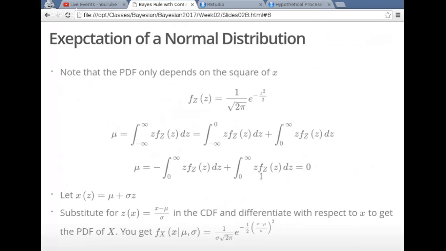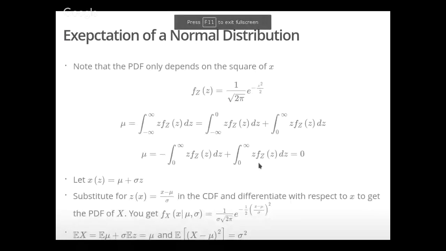But pretty much I've just substituted x minus mu divided by sigma for z. And now I have the PDF for the general normal distribution. And you might have a hard time seeing it here, but the expectation is pretty much a linear operator. So I have the expectation of mu. Mu is not a random variable, so that's just going to be mu. And then I have sigma times the expectation of z, but I already said the expectation of z was 0. So I have sigma times 0, and I'm left with the expectation of x being equal to the mu that I specified.